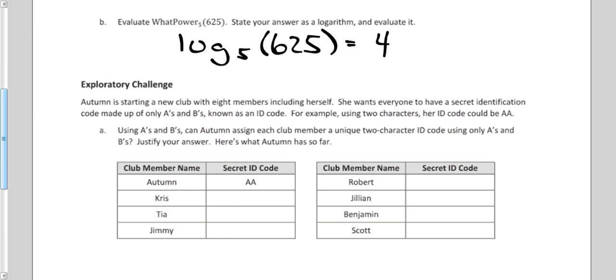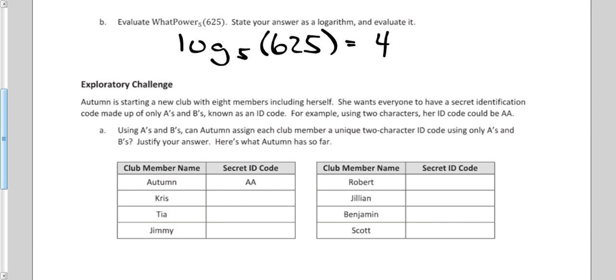Now, this stuff is going to be for you. I want you to think about this exploratory challenge. Autumn is starting a new club with 8 members, including herself. Now, everybody gets an identification code made up of A's and B's.